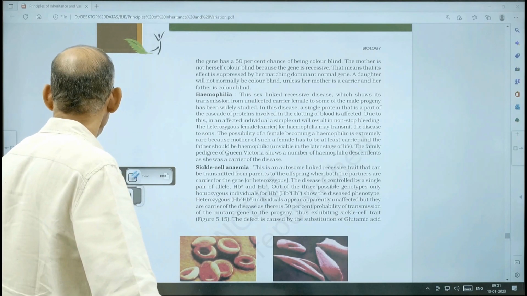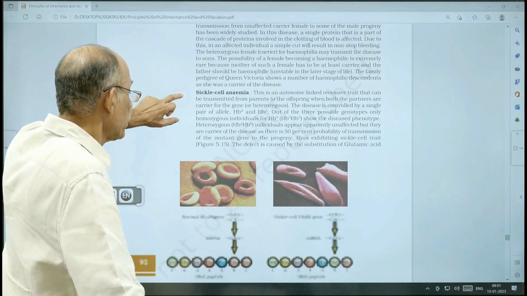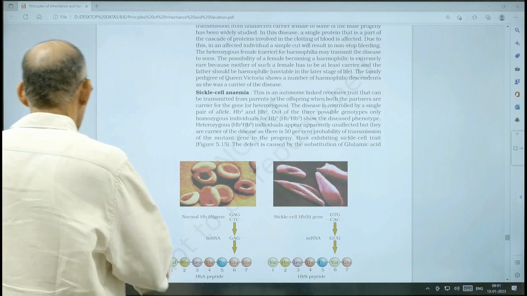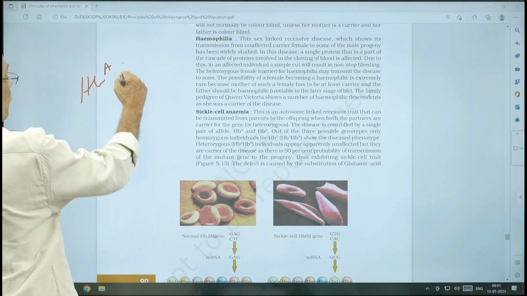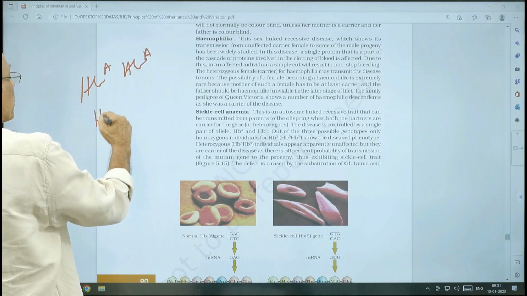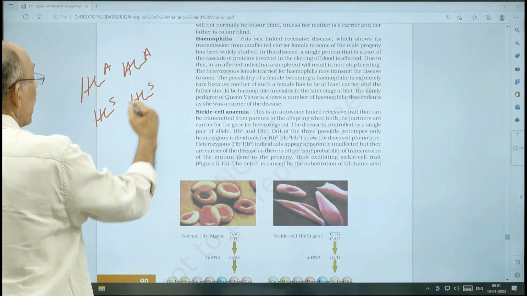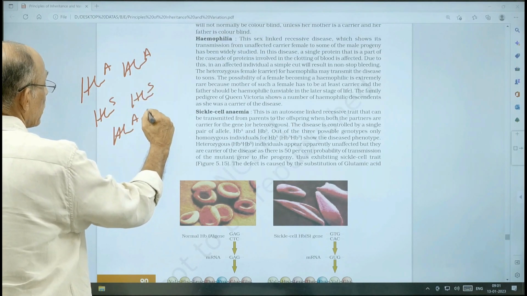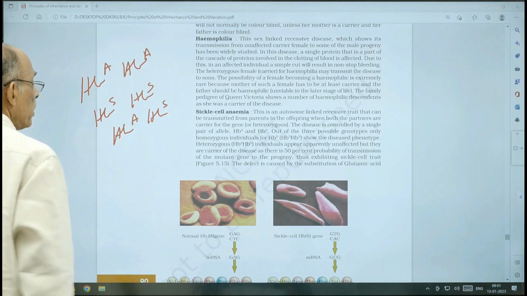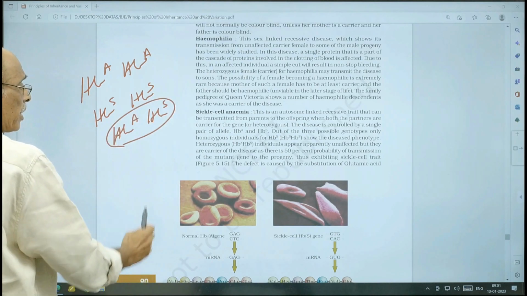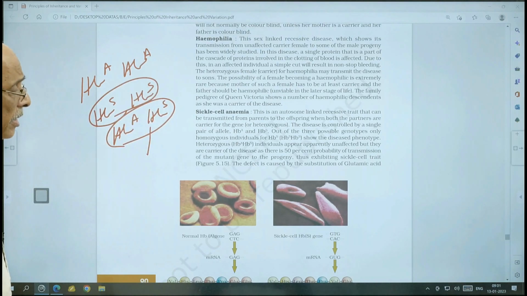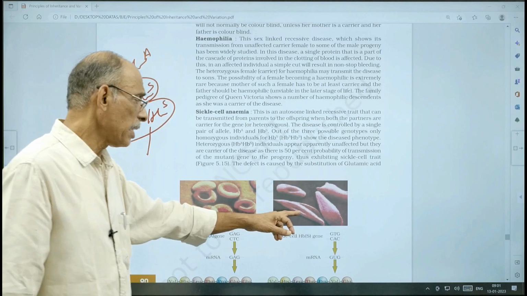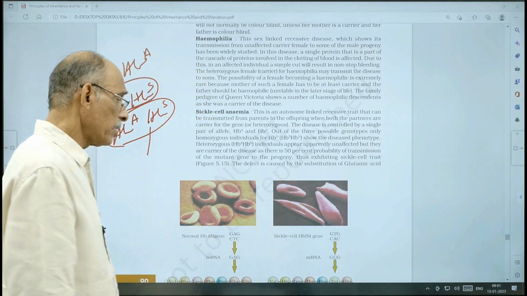Next is sickle cell anemia. In sickle cell anemia, there are three types of hemoglobin. This is normal hemoglobin, and this is sickle cell hemoglobin, and this is the heterozygous condition. When two heterozygous people mate, they can produce a homozygous sickle cell anemic condition. In the sickle cell anemic condition, the RBC, instead of becoming round and normal, becomes sickle shaped or crescent shaped due to some defects.